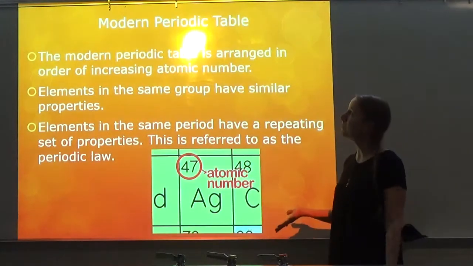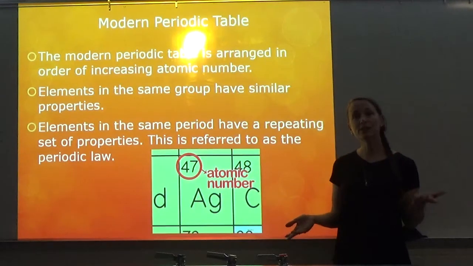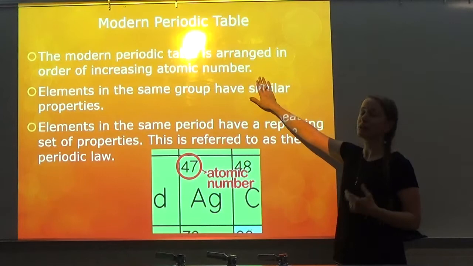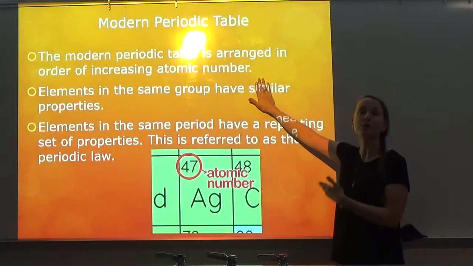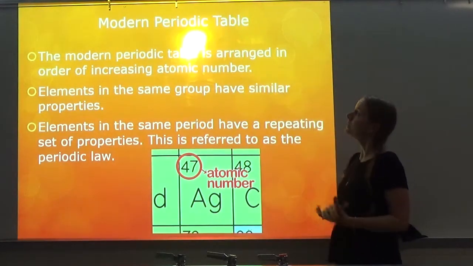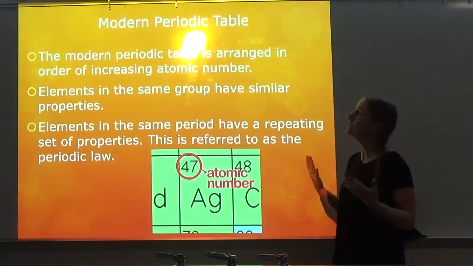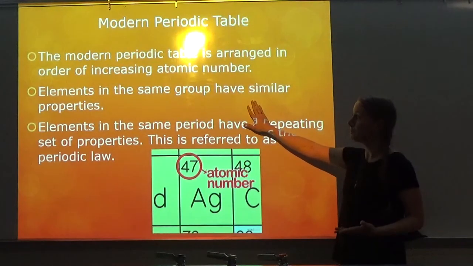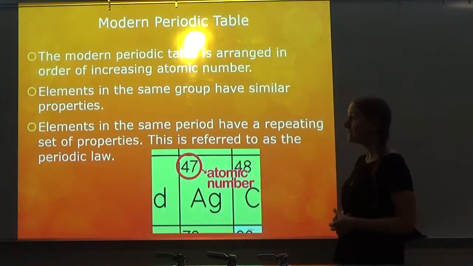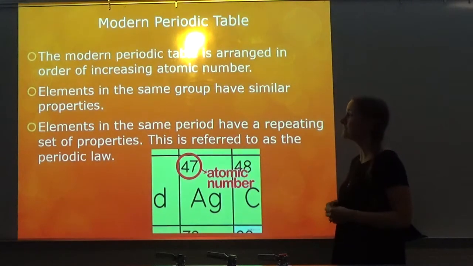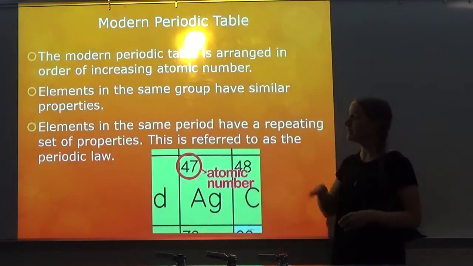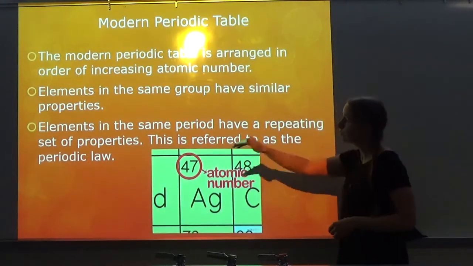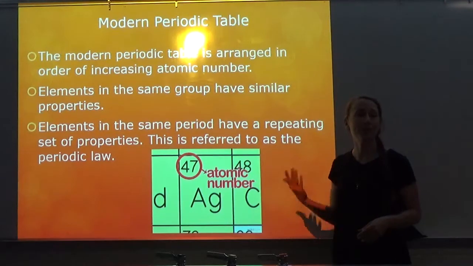So that brings us to our modern periodic table. Mendeleev arranged his in order of increasing atomic mass. Eventually we determined that we could count the number of protons in the nucleus, and we came up with atomic number. So our modern periodic table is arranged by increasing atomic number. We still keep elements in the same group that have similar properties. Elements in the same period have a repeating set of properties. This is referred to as periodic law. In a group or a column, they have similar properties. As you go across the rows or the periods, you see a repeating pattern of properties.